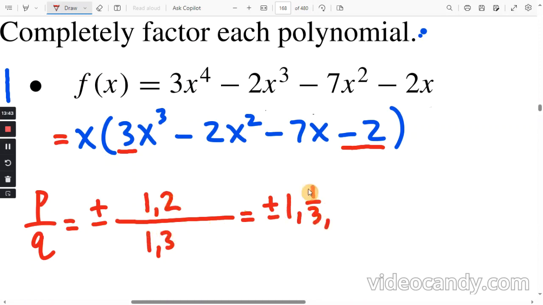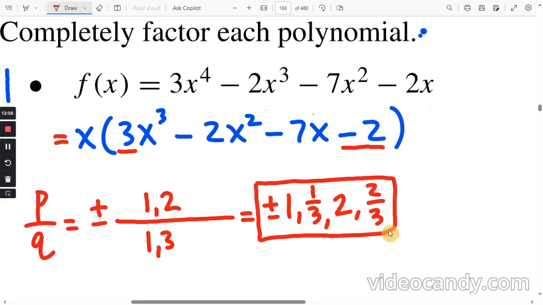2 over 1 is just 2. And 2 over 3 is 2/3. Now this is the list of possible zeros. Okay? These aren't necessarily all of the zeros. These are just possible zeros.